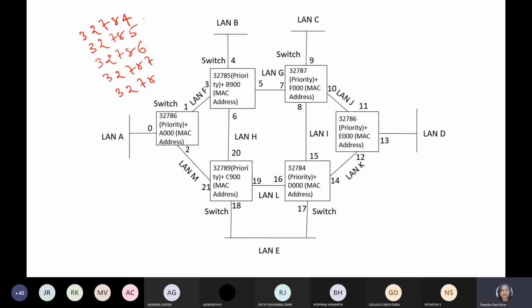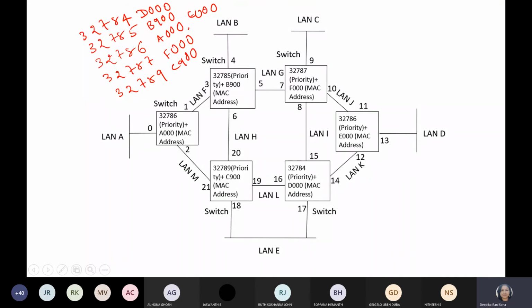And what are the priorities associated with that? One is 32786, 32784 is D000, and 32785 is B900, then 32786 is A123, and another one is E000, 32787 is F123. 32788, where is that? 32788 is not there. 32789 is there, and it is associated with C900.